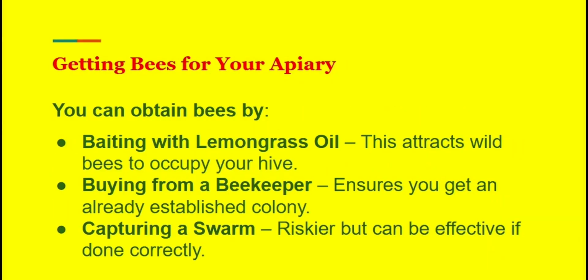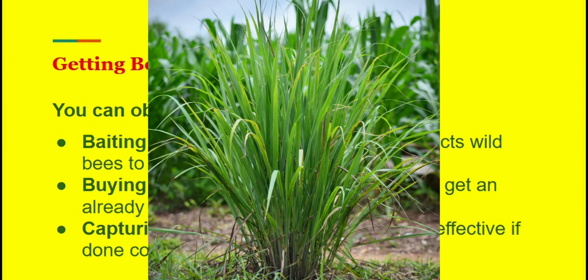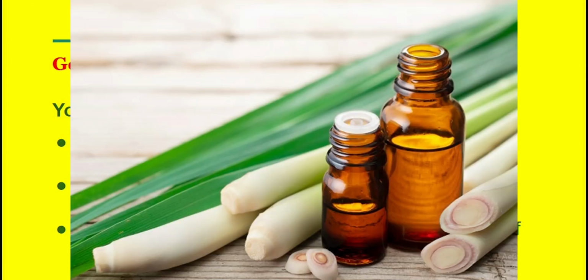Getting bees for your apiary. Now, you can obtain bees by baiting with lemongrass oil. This attracts wild bees to occupy your hive. So lemongrass oil, it has a leaf. At least all of us know what a lemongrass is. So the oil has been extracted, so you can use that lemongrass essential oil to bait your hive.